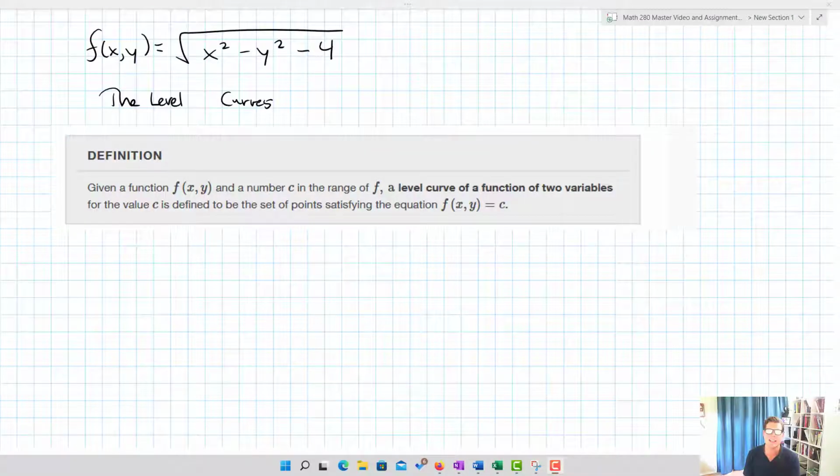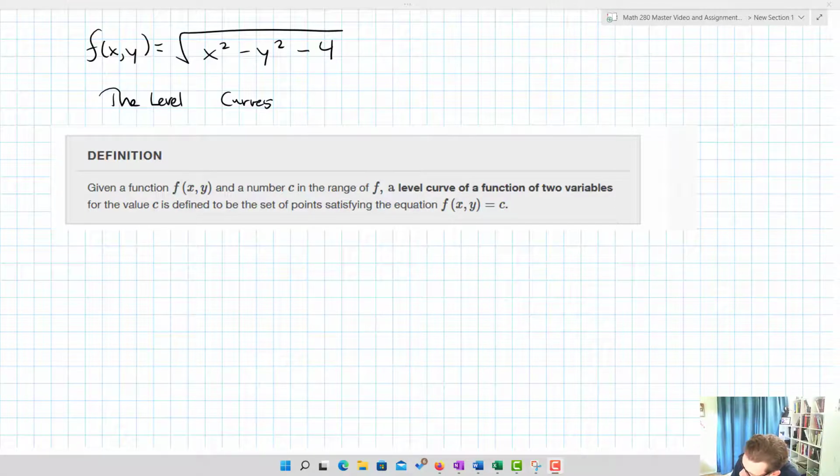So now let's use some basic ideas that we had in order to talk about these things called a level curve. Let's imagine I have a function f of x, y, and I've got a number c in the range of f. A level curve of a function of two variables is going to be a value c defined to be the set of points satisfying the equation f of x, y equals c. Let me elucidate what exactly that means.